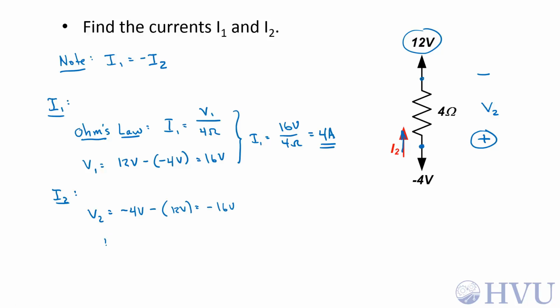Now when we apply Ohm's law, I2 is equal to V2 over 4 ohms, the resistance, so it's negative 16 volts over 4 ohms, which is negative 4 amps. So as we expect, changing the direction of the arrows changes the sign on the value.